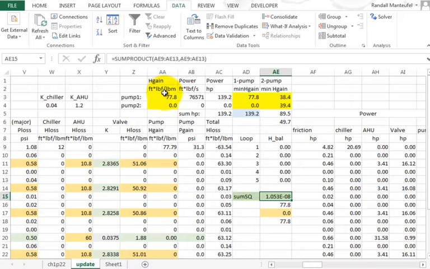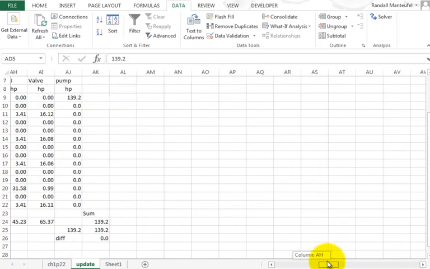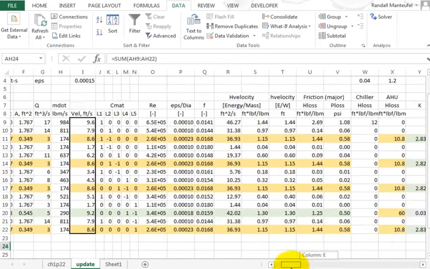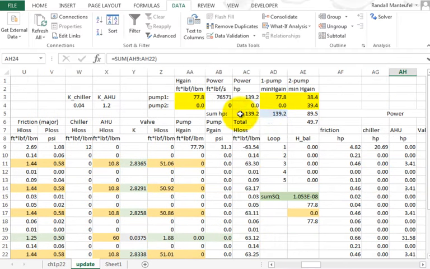and it looks like it drove it to 0, which is good. 78.8 horsepower. Why is it exactly the same? I guess it didn't change it much. Went through the air handling units. Did you get some numbers similar to this? Yes. And then if you do the sum of the horsepower, 139.2. All right. You got 134 something? 138. That's pretty good. That's real good.